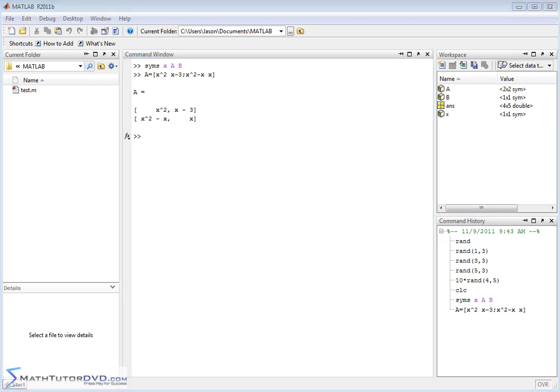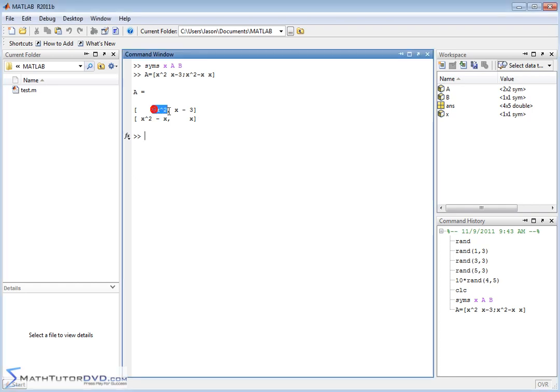One thing I want to point out is that when you're using symbolic variables in MATLAB with matrices, the formatting is a little bit different. Notice that MATLAB is now putting brackets on the output, and it's putting a comma. This is to make sure you're not confused, because if you didn't put a comma here, you might think it's x squared times x minus 3. So the first element is x squared, then x minus 3, then x squared minus x, and then x. This is a 2 by 2 matrix we're calling A.